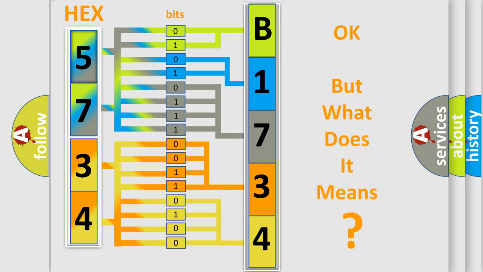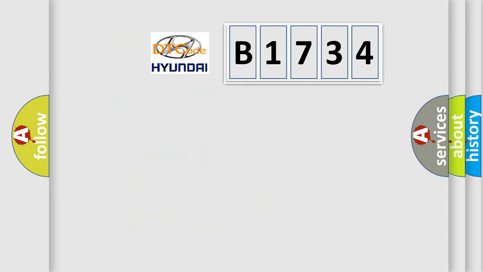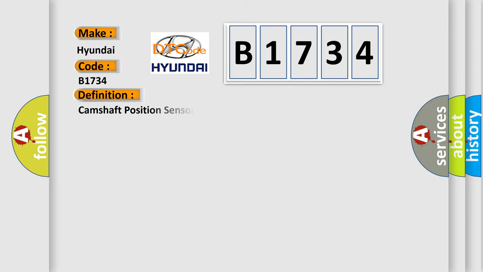The number itself does not make sense to us if we cannot assign information to what it actually expresses. So, what does the Diagnostic Trouble Code B1734 specifically interpret for Hyundai car manufacturers? The basic definition is Camshaft Position Sensor B Circuit Bank 2.